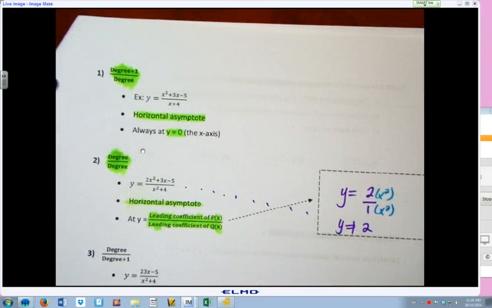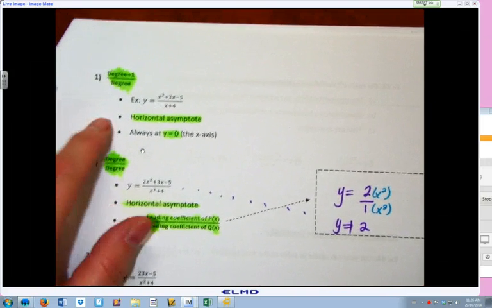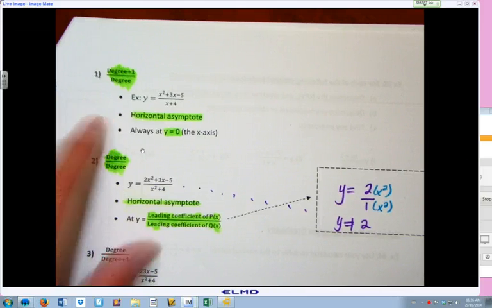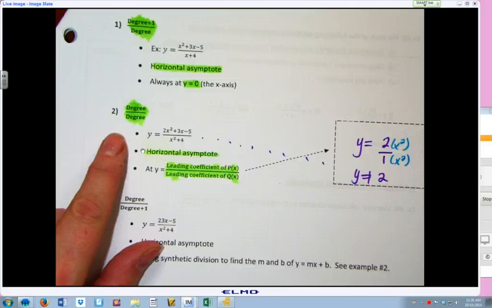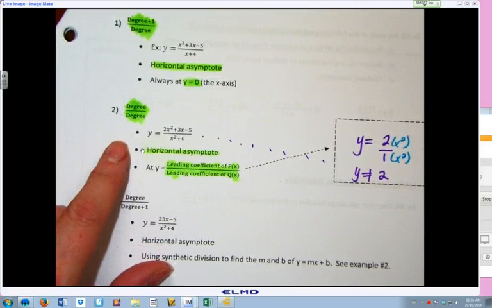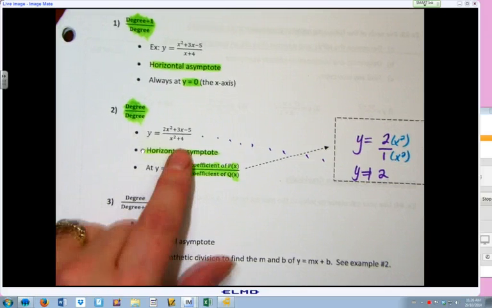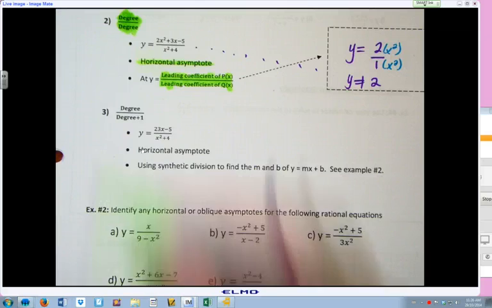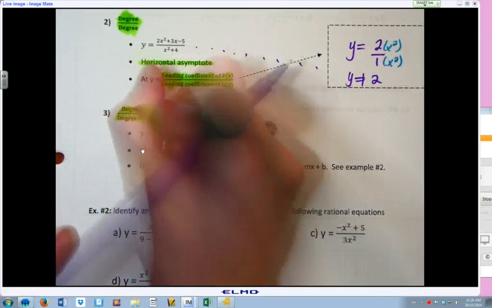So I'm just going to repeat. 3 situations. The first one, the minute you see degree over degree plus 1, you know that it's y equal to 0. The second, the minute you see degree over degree, you're going to divide those leading coefficients, so it's still a horizontal asymptote. It's just not at 0, it's somewhere else. For this example, it's at 2. The third one is the one you're not going to like, degree plus 1 over degree.